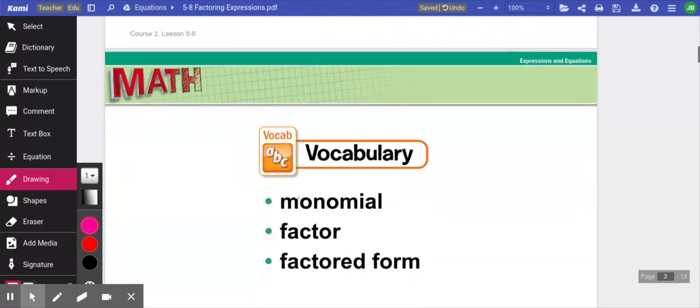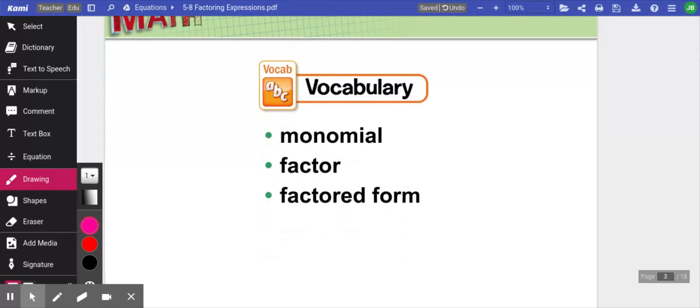So to get us started, we want to take a look at some vocabulary terms. Monomial, which just means that we have a single term. Factor, which are the numbers that are used to multiply and make up a number. So let's take a look at this real quick. Factor. We used 12 just a little bit ago. The factors of 12 would be 1 and 12, 2 and 6, 3 and 4, because those are what we multiply. So we would say the factors of 12 are 1, 2, 3, 4, 6, and 12, because those numbers can be multiplied to make up 12.